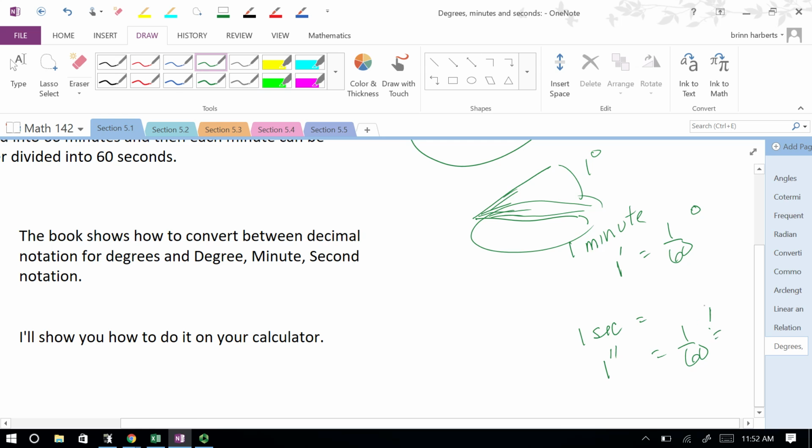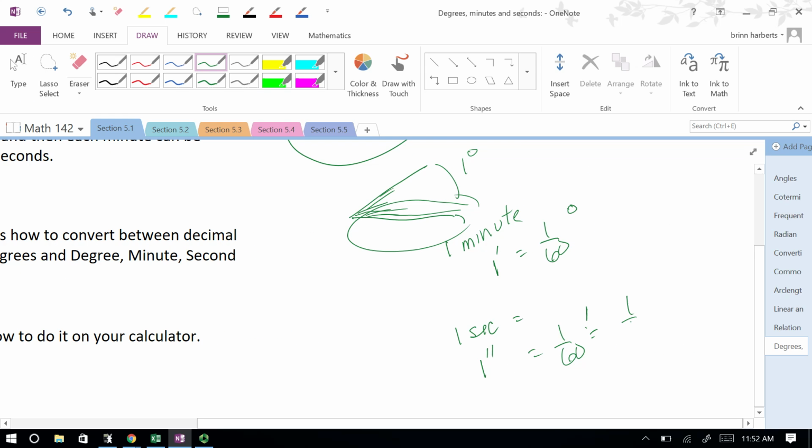Okay. And it's the same thing as 1/3600th of a degree. Okay. So just like they take an hour and split it up into 60 minutes and split that up into 60 seconds, they take a degree, split it up into 60 minutes, split that up into 60 seconds.